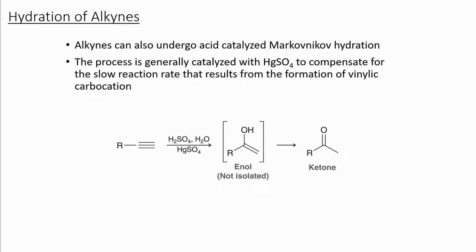In Chapter 8, we covered the hydration reaction of alkenes to form alcohols. Alkynes can also undergo an acid-catalyzed Markovnikov hydration reaction. In this case, they form an enol. The enol is an alcohol directly attached to an alkene. The enol is in equilibrium with its ketone form and will rapidly convert to the ketone.